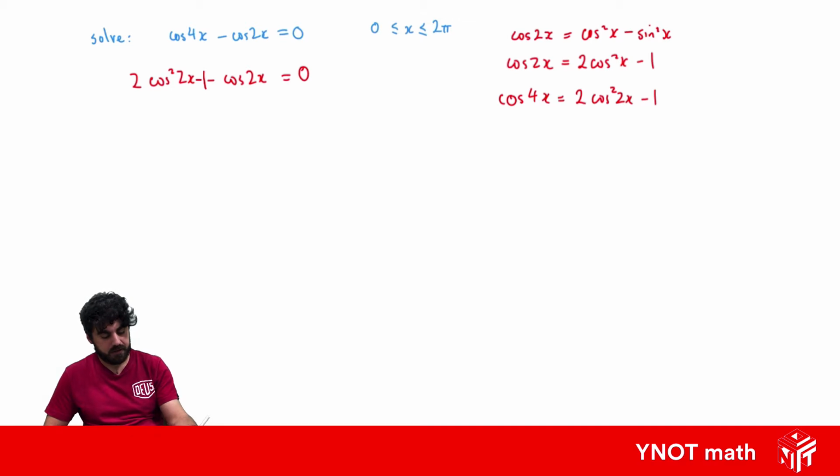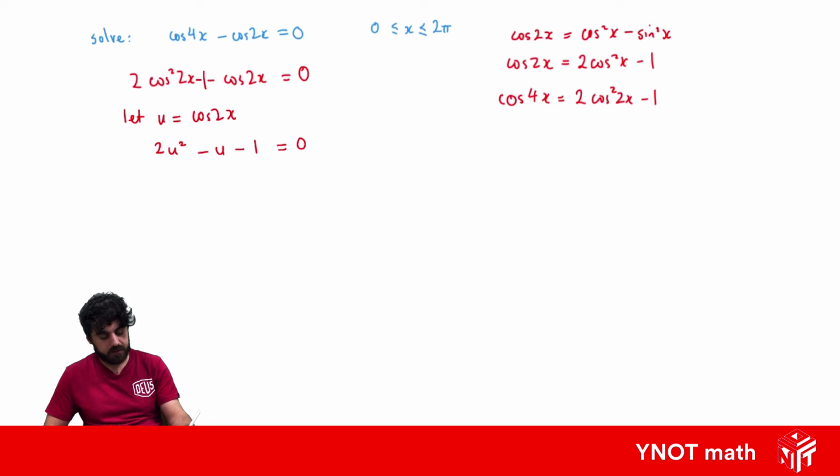And now we can go ahead and let u equal cos of 2x, or if you feel comfortable factorizing the quadratic equation in terms of cos, you could. But that's just going to leave us with 2u squared minus u minus 1 equals 0. And we can solve this quadratic equation in terms of u.